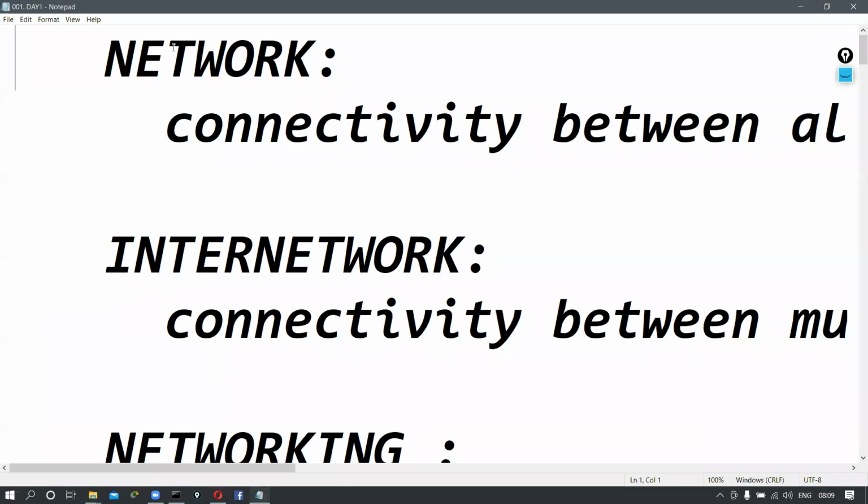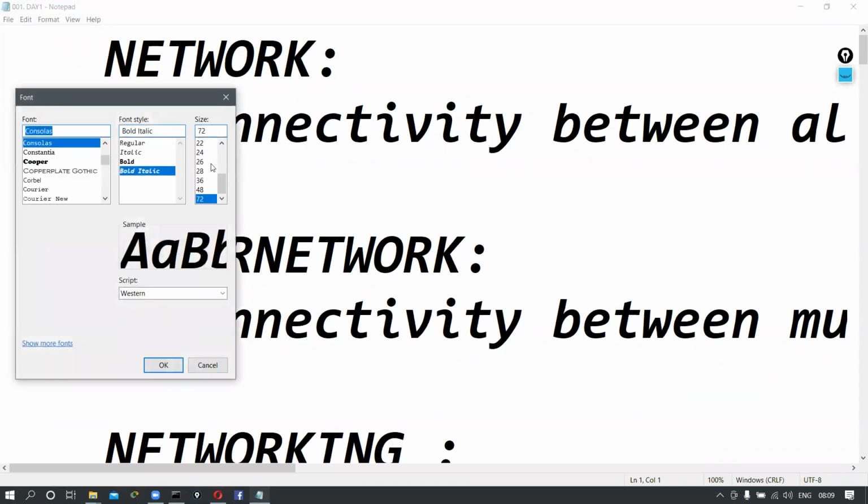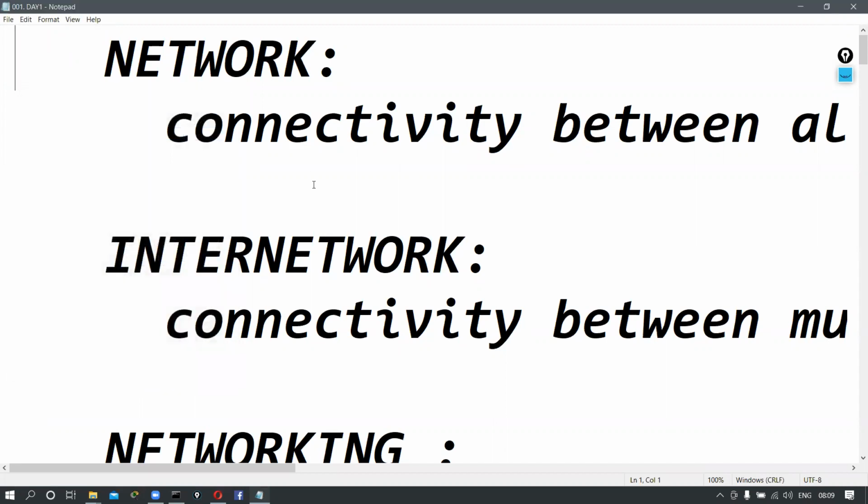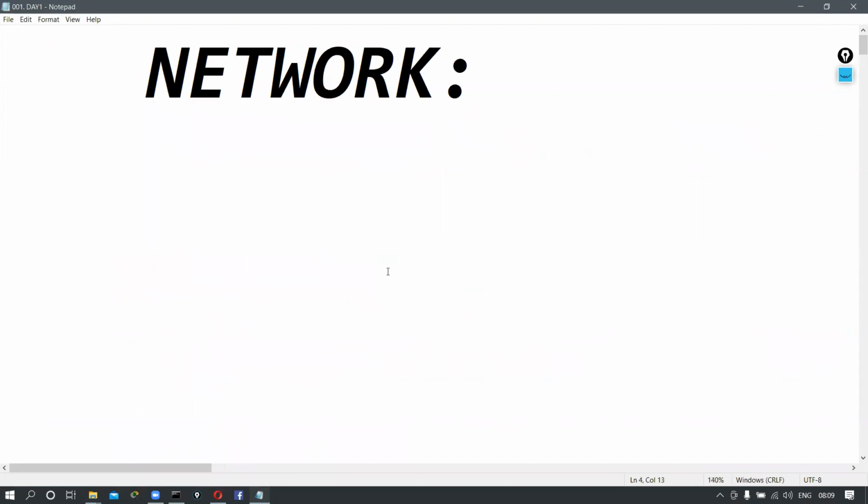Oh, font size is very big. Let me decrease that. Can decrease like that also.